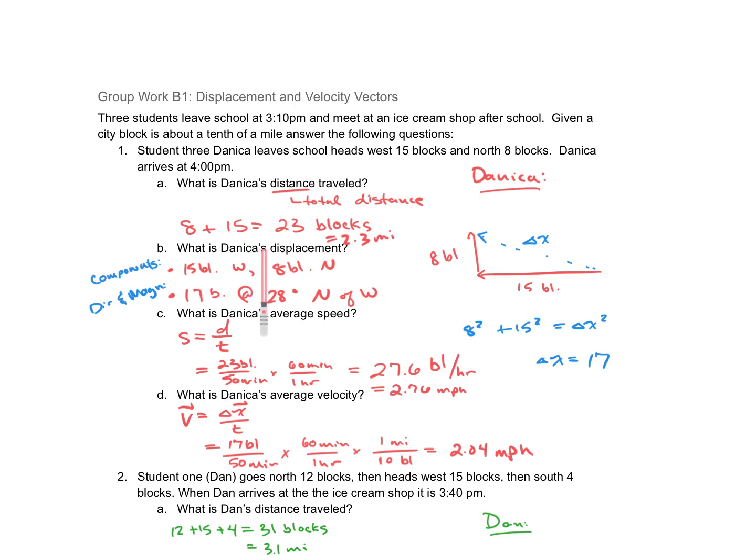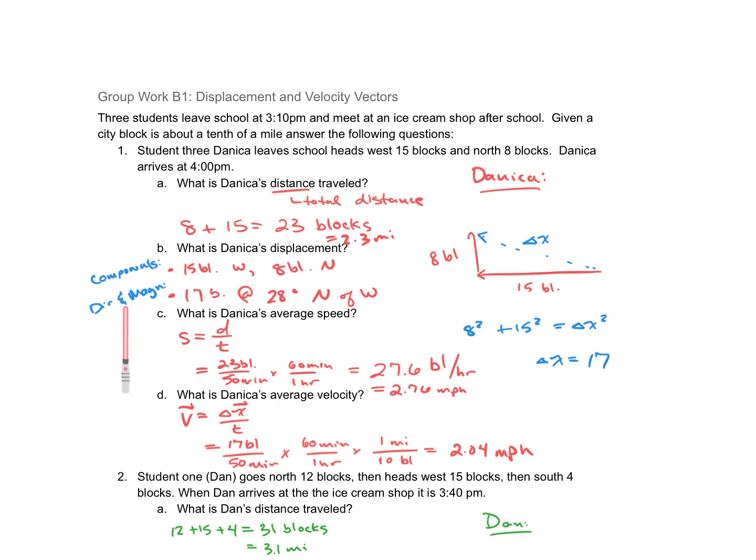Now the question of displacement is literally how far are you from where you started? That's what displacement means. It's your change in position. Now there's two ways to describe the displacement. You can use the composition of the components to describe the displacement. So Danica's displacement is 15 blocks west and 8 blocks north. That actually does describe her displacement.